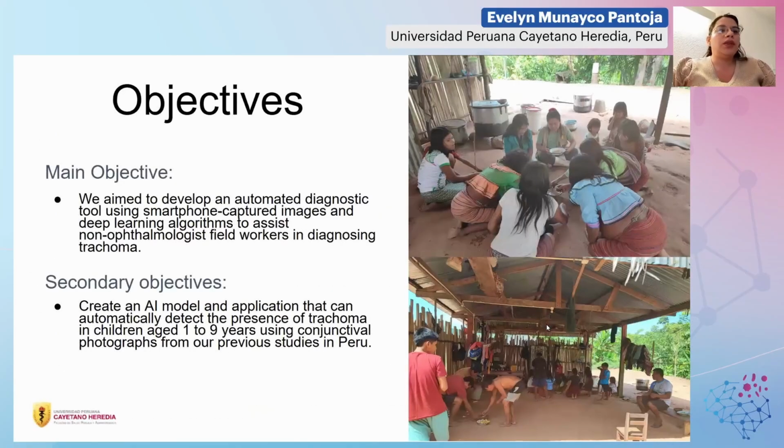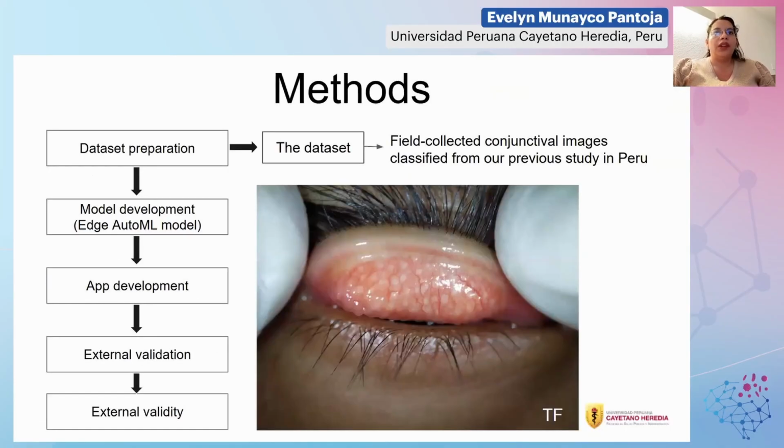The main objective of the study is that we aim to develop an automated diagnosis tool using smartphone-captured images and deep learning algorithms to assist ophthalmologists and field workers in the diagnosis of trachoma. And this is the method.